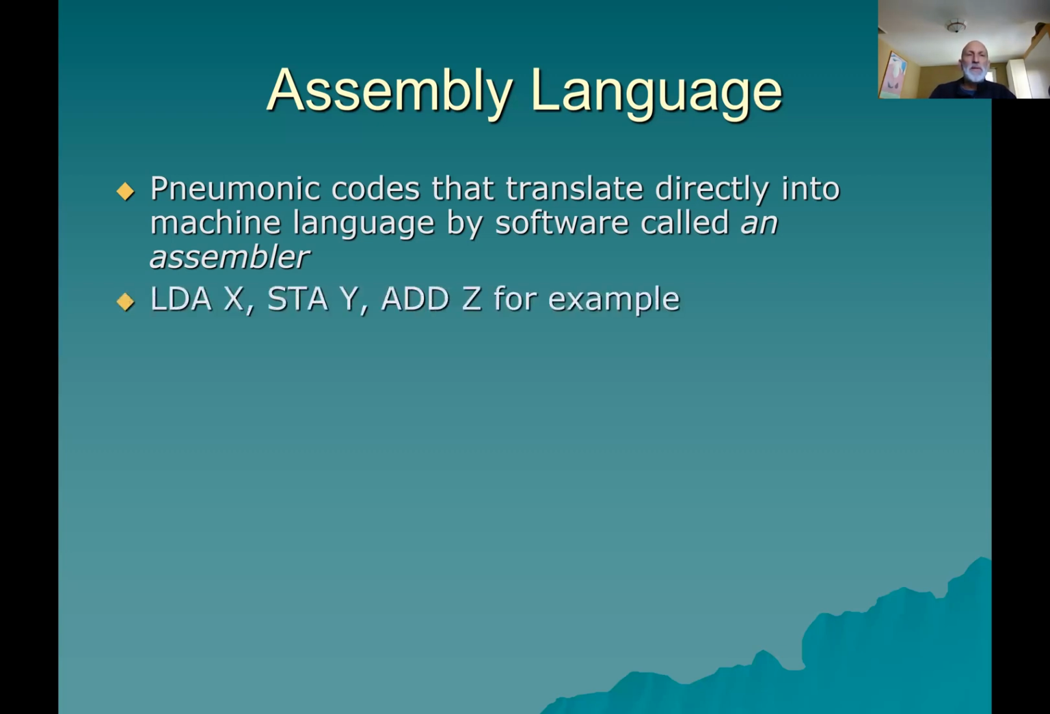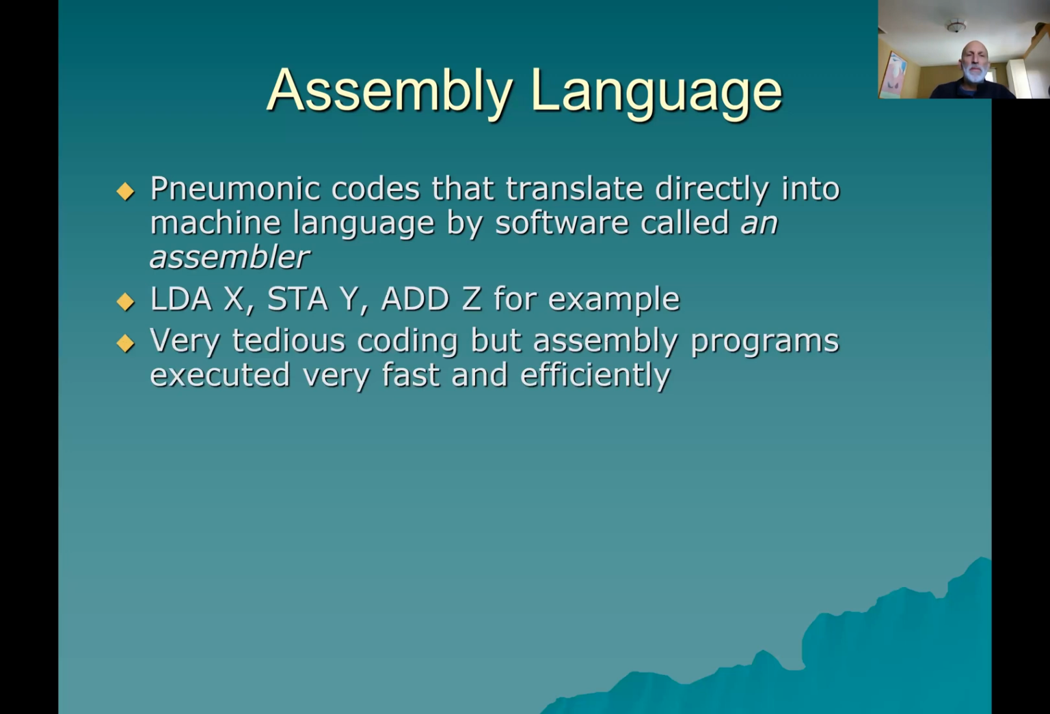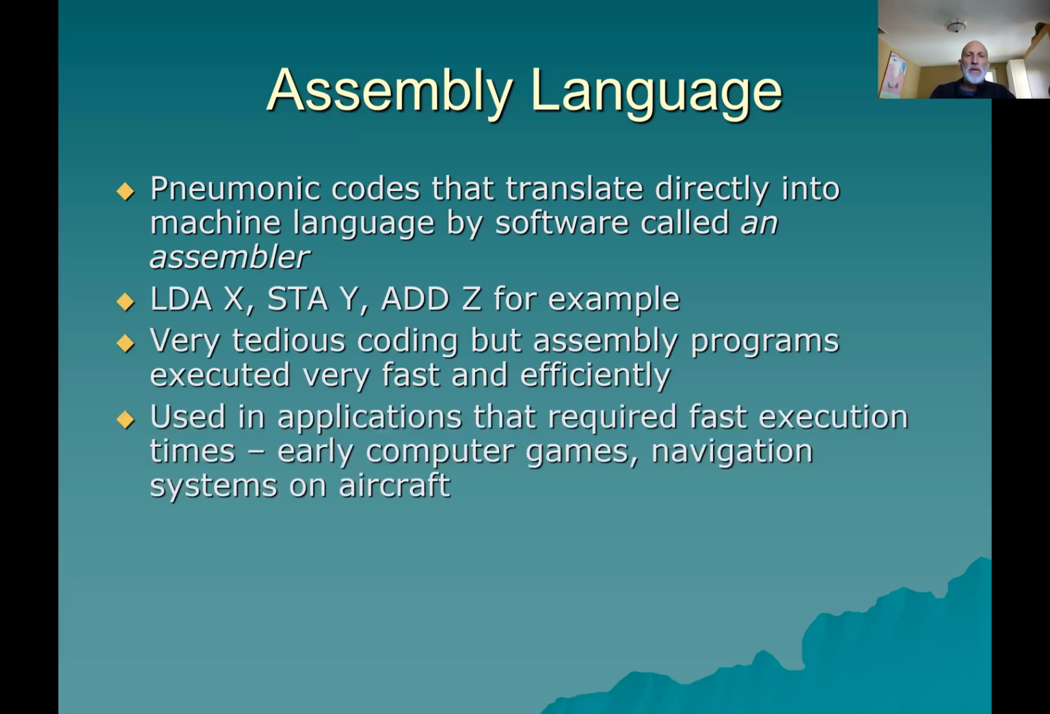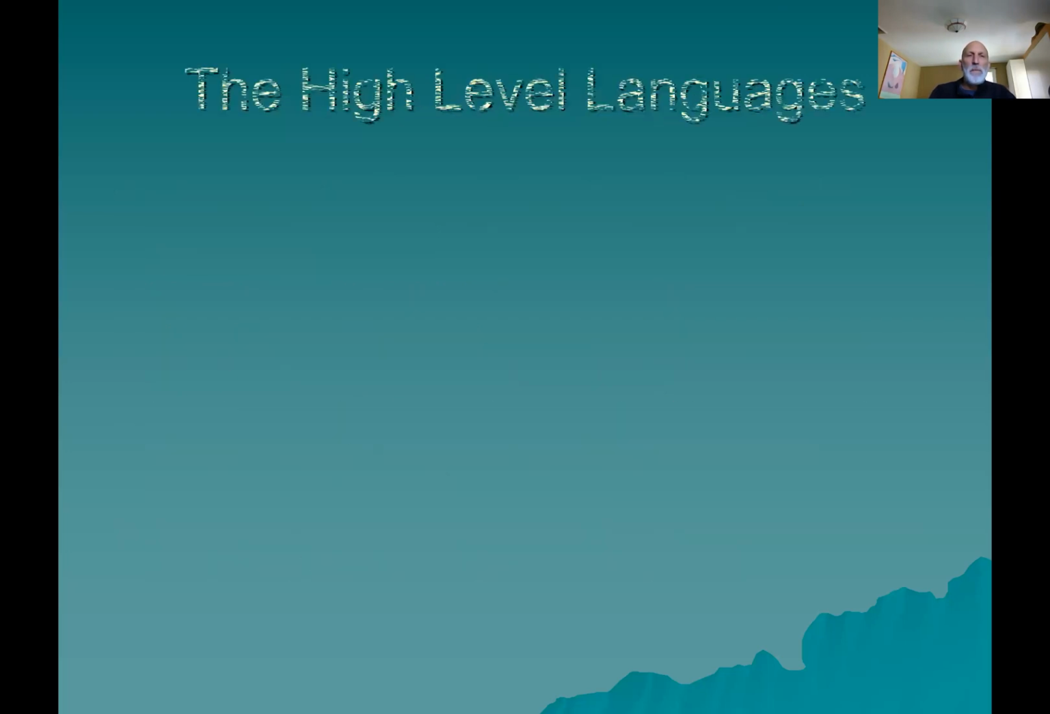It uses mnemonics instead of zeros and ones. As I said, I'm going to go through this part quickly. So this is important: some of the early programming languages.